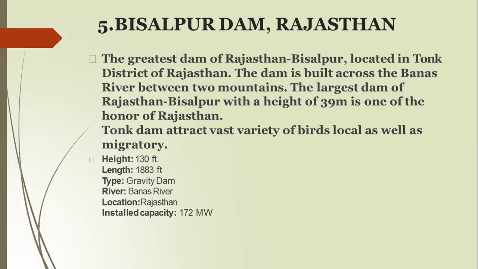Now, Bisalpur Dam from Rajasthan. So Rajasthan has 50% of its area in desert, but still some of the area is also normal area. So rivers are also there in Rajasthan, and this is the largest dam of Rajasthan, having length of 1883 feet and height of 130 feet. So it is also a gravity dam. It also has a hydropower plant having capacity of 172 megawatt.